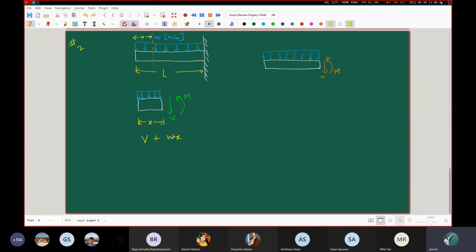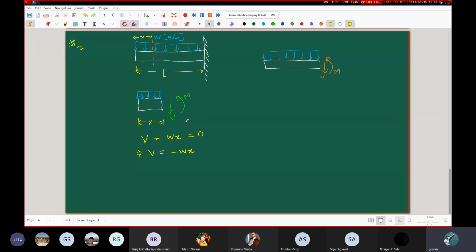W is the force per unit length. You have to multiply it by the length to get the entire force. So W into X has the unit of Newton, because W itself has the unit of Newton per meter. Many students make this mistake. So whenever you write these kinds of force balances or moment balances, please ensure that the units are matching properly. That should be your first check. So V is becoming equal to minus W into X.